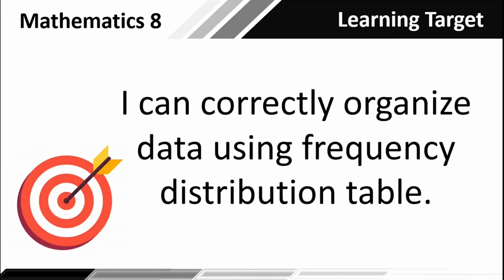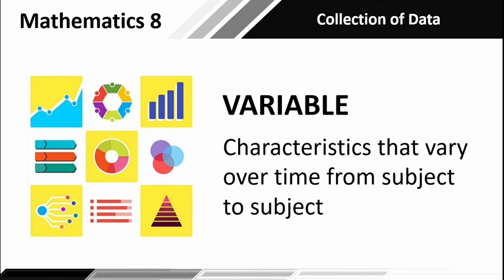In today's lesson, you should be able to correctly organize data using a frequency distribution table. But before we proceed with the organization of data, let's first discuss what a variable is. Variables are the characteristics that may vary over time from subject to subject. In other words, these are the factors that we observe when conducting research.